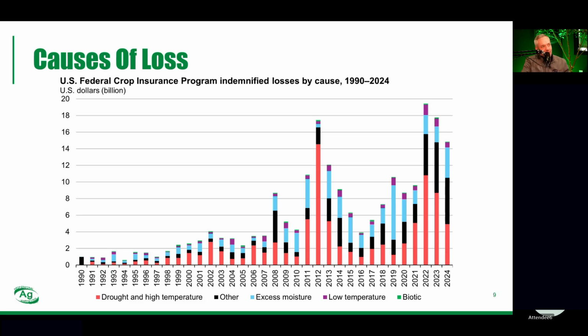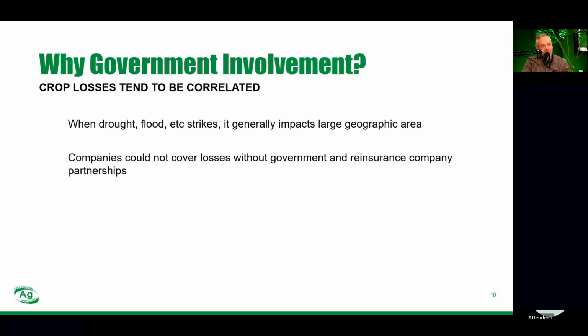And so you can see the drought and high temperature, the red bar there. Look at 2012, you can see how many of those claims were driven by that dry year across the Corn Belt. 2019, kind of the exact opposite, right? A big blue bar there for excess moisture. On a normal year, you're going to have some areas of the country with drought, some with excess moisture, and of course the all-encompassing other category, which can be many things when you're trying to cover a bunch of different crops across the United States.